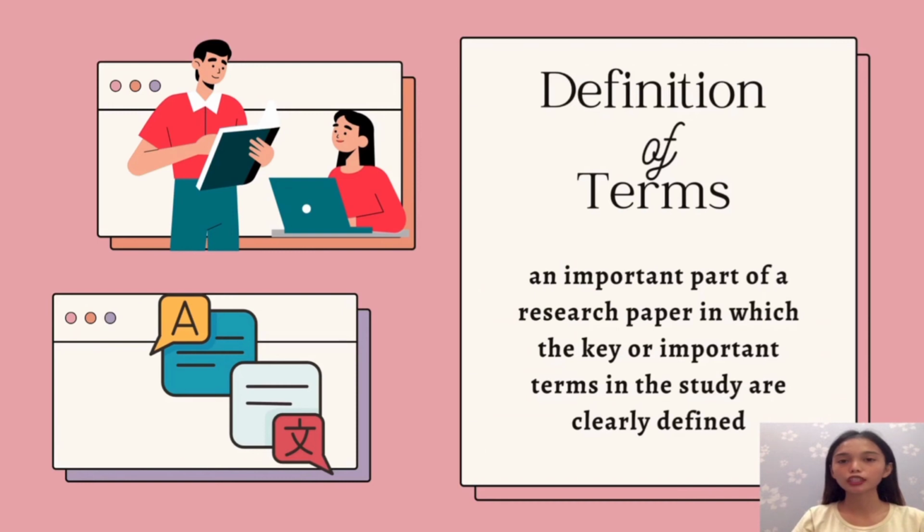Definition of terms is an important part of a research paper in which the key or important terms in the study are clearly defined. This gives your readers an understanding of the concepts or factors that will be used or discussed throughout your study, as well as contextual information as to how you will be using those concepts in your study. The definition of terms ensures that your readers will understand the components of the study in the way that you will be presenting them, because often your readers may have their own understanding of the term or not be familiar with them at all.